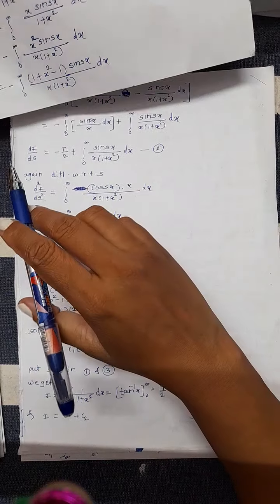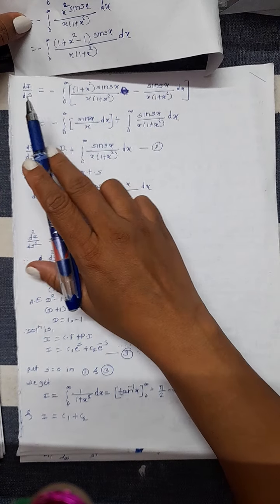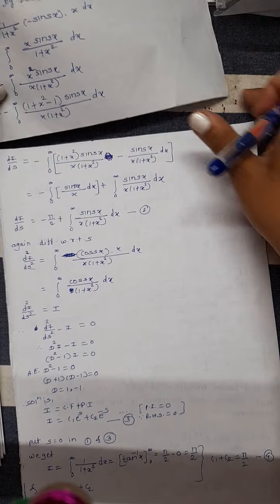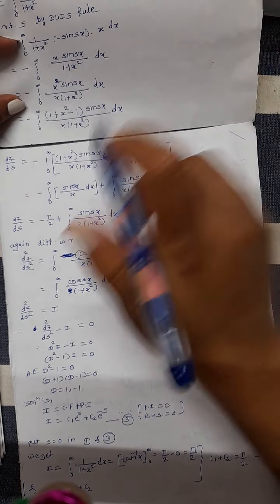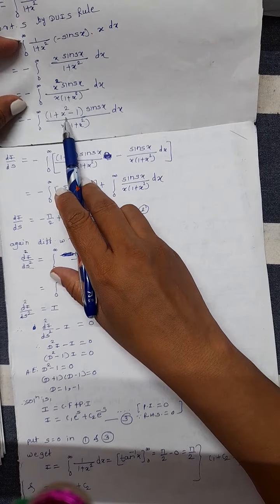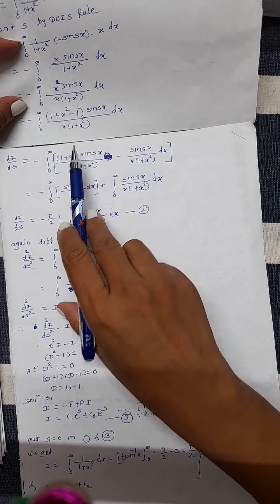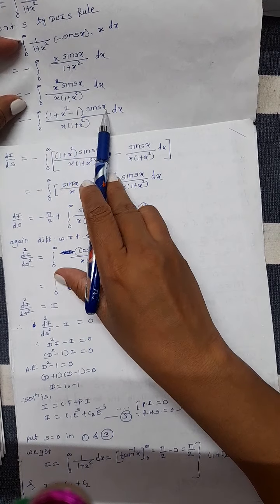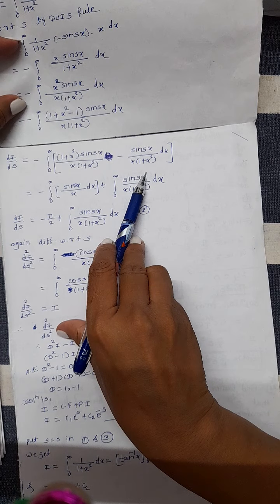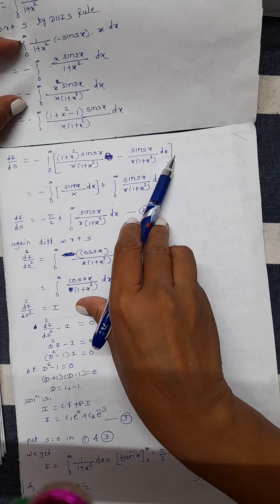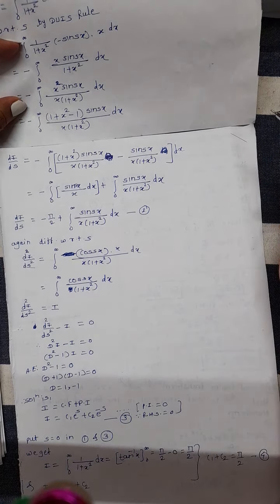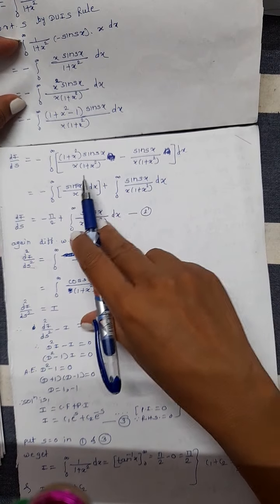See what we are going to do. dI/ds, RHS side is equal to minus integral from 0 to infinity of this term divided by this term into sin sx, minus 1 into sin sx upon this term, dx. You can write dx outside. Now separate out the integration.